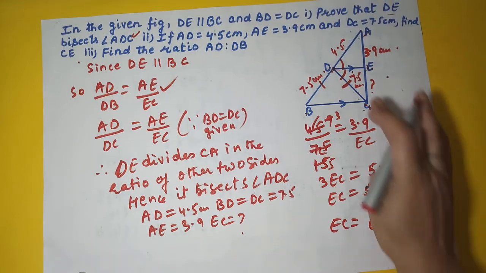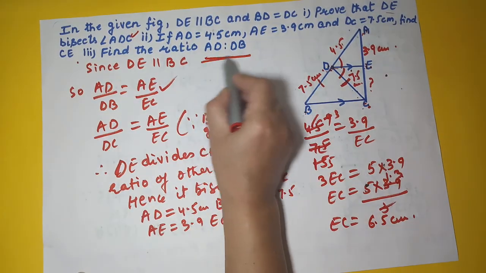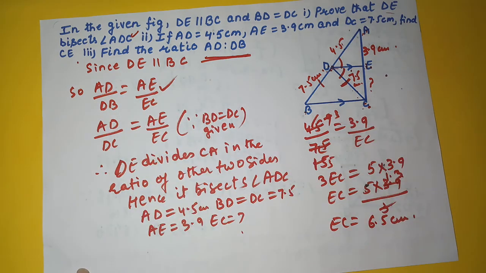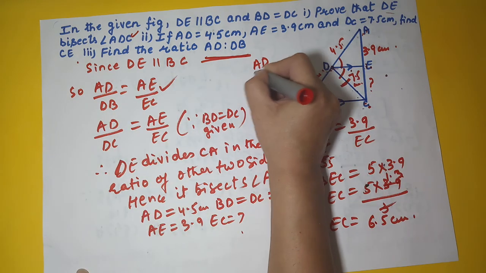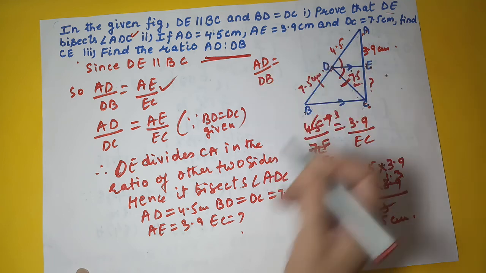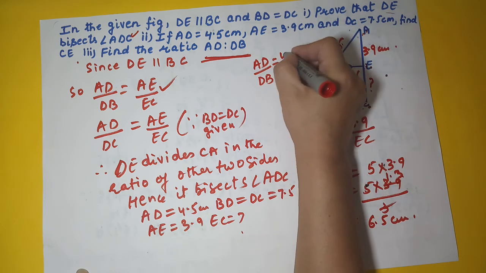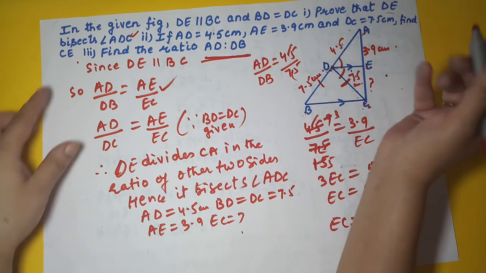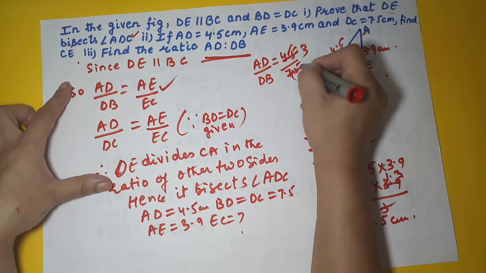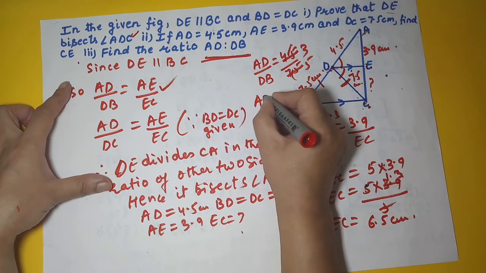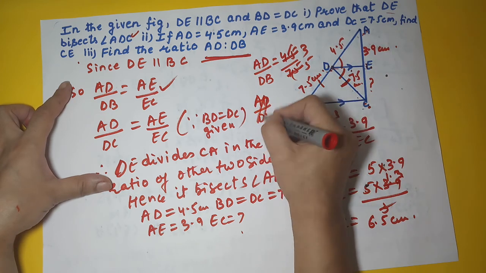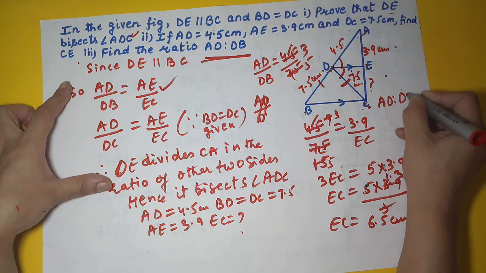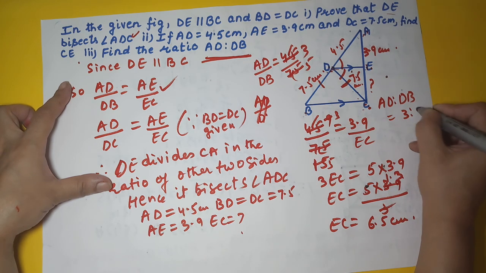You have calculated CE. Now he wants you to calculate the ratio of AD is to DB. So AD upon DB is equal to 4.5 upon 7.5. This and this will go. So 15 threes are 45, 15 fives are 75. So your AD by DB, if he has asked you to write this in ratio, you should always do that, is equal to 3:5.